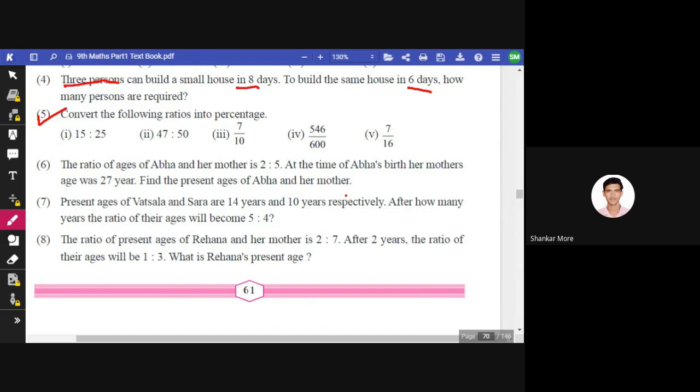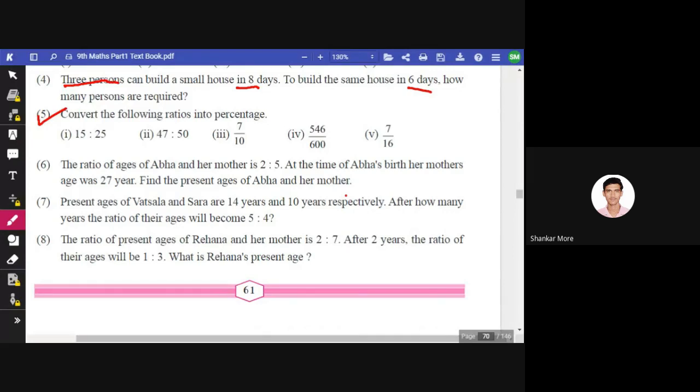So there is a difference of 27 years between Abha's age and her mother's age, right? There is a difference of how many years? 27 years, because her mother was 27 years old when she was born. Okay, isn't it? So we have to find two numbers whose difference is 27 and their ratio is 2 is to 5.